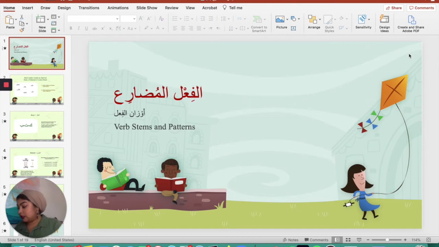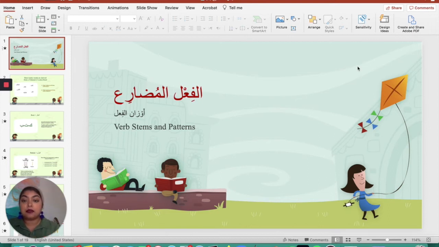Okay, الفعل المضارع. In today's lesson, we are going to be talking about present tense verbs. In the vocab lesson, we came across 9 different present tense verbs, all new verbs in this chapter. So in this lesson, we're going to be talking about the conjugations for those verbs, and then we're going to be discussing a little bit of grammar when it comes to the structure of these verbs.